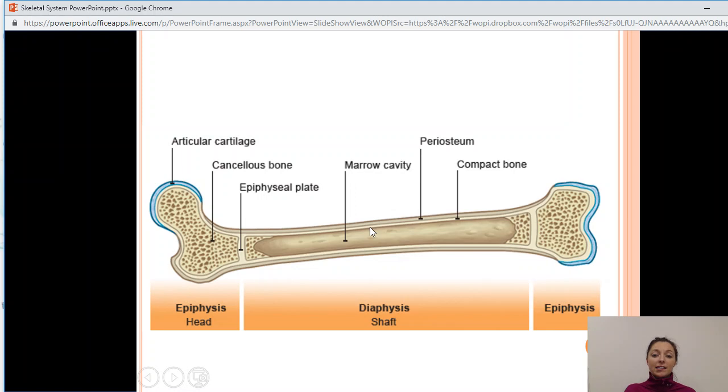Periosteum is that thin layer over the bone. Compact bone is found in the shaft of the bone. Compact bone has Haversian canals running through it, with blood and lymph as well. All right.